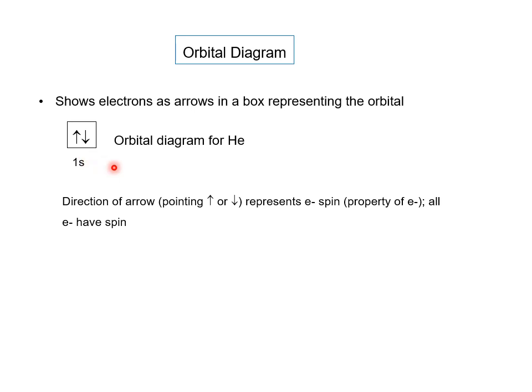These arrows pointing in different directions represent something called an electron spin, which is just a property of an electron that we're not really going to go into detail about, but you just have to know that within the same orbital, 2 arrows cannot point in the same direction. One has to point up, the other has to point down. And by convention, we always begin with the arrow pointing up.